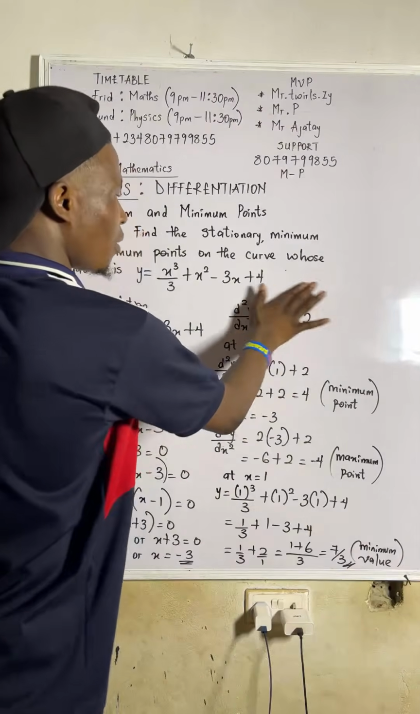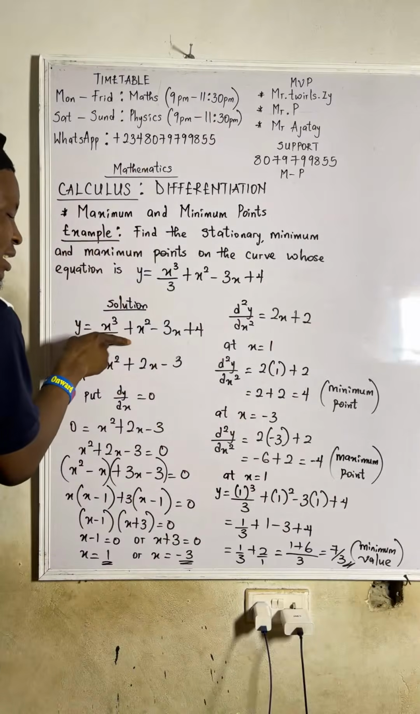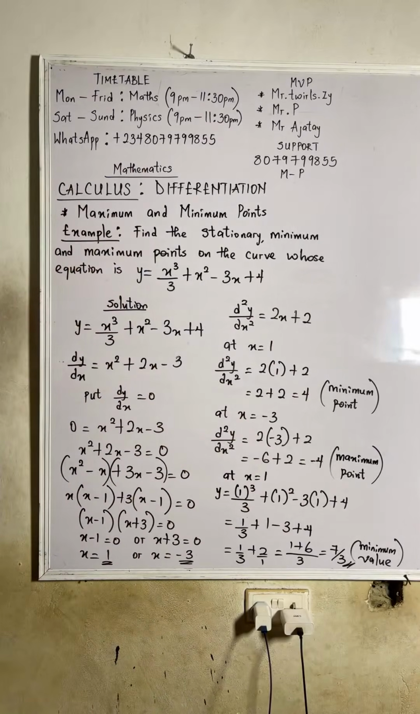So that is just how you get the minimum value. For maximum value, you put the same thing. At x equals minus 3, you put it inside here. That's how you get the maximum value. Are we all clear like that? So I'll come again in the last part.